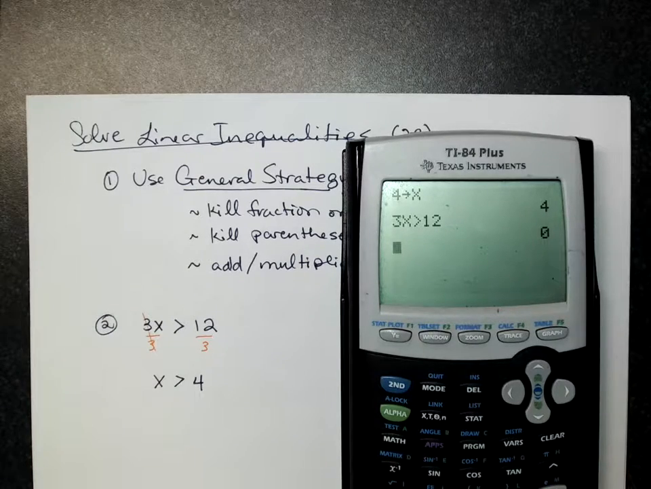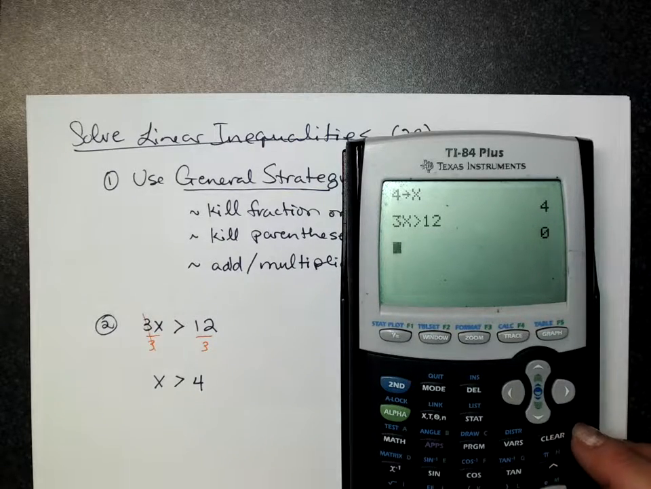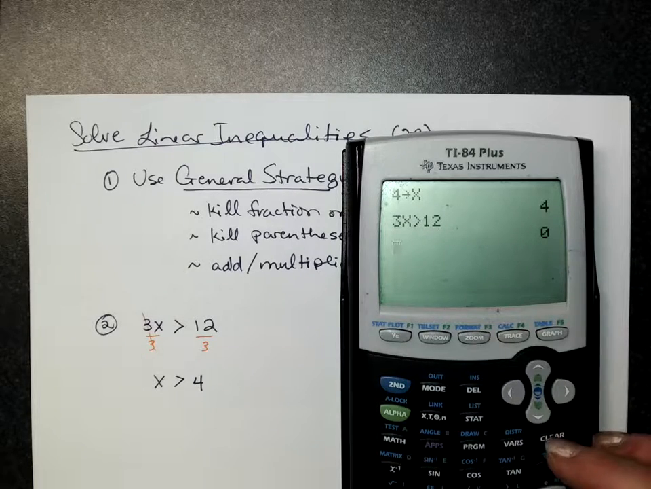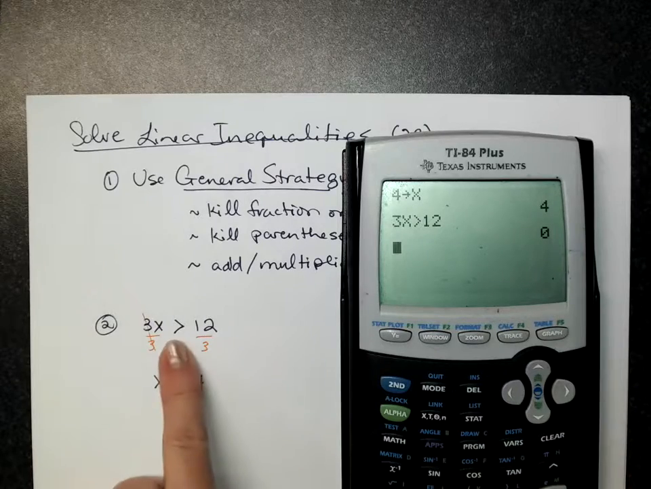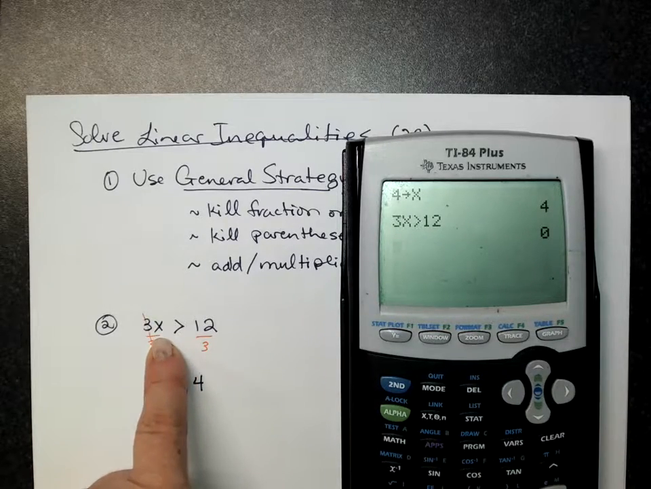Wait, what? What did I do? That doesn't make any sense. Hold up. Did anybody see what I did? Because I'm not sure yet. If you see, speak up, because something went wrong. That is the greater than symbol. X must be greater than 4, because if it's 4, it's equal to 12. If it's 5, it's greater than 12.